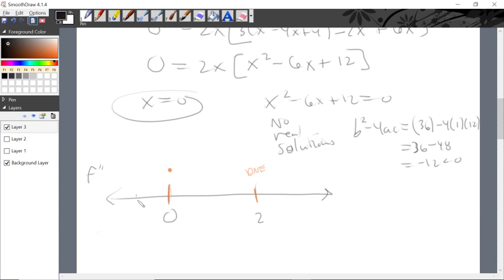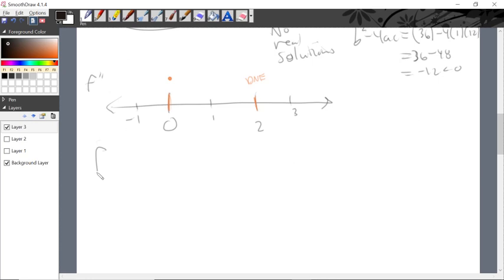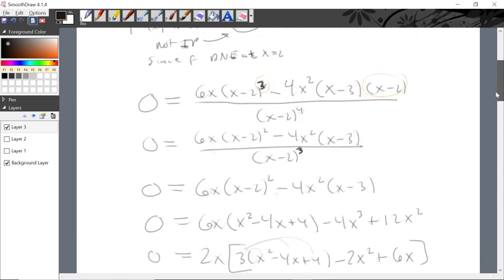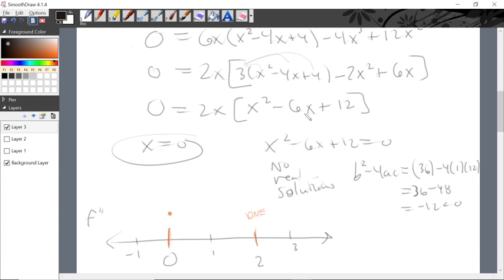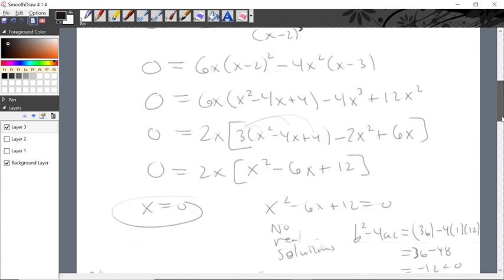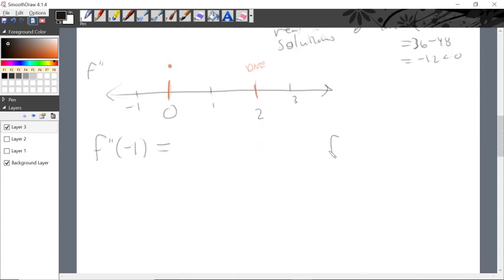So let's choose test values. I'll choose negative 1, I'll choose positive 1, I'll choose positive 3, and check for concavity in order to establish where we have inflection. Starting with the second derivative at negative 1. And what is our second derivative? We just simplified the numerator down to this. I'm going to take that divided by the denominator, which was x minus 2 cubed. Okay, let's place that over here.